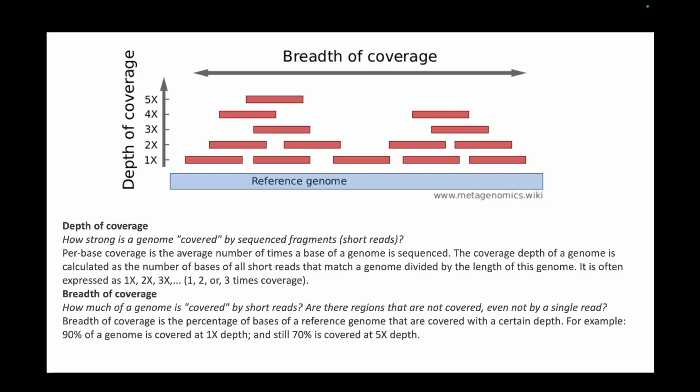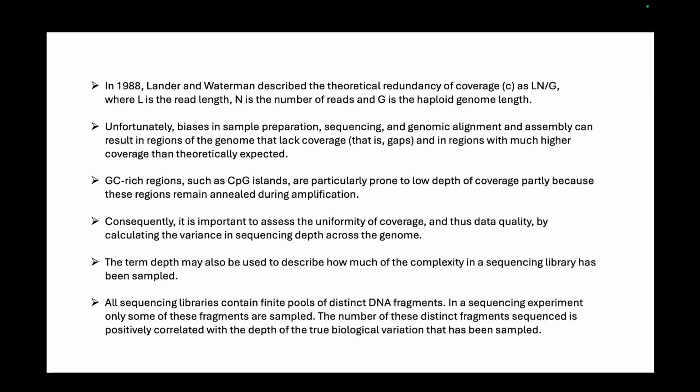The depth might not be uniform across your whole genome. That's why we calculate what we call mean depth or mean coverage. It gives you an idea, on average, how many times a particular base in the genome has been sequenced. So this is the formula. Lander and Waterman describe this theoretical redundancy of coverage as LN/G, L times N divided by G, where L is the read length, N is the number of reads, and G is the haploid genome length.